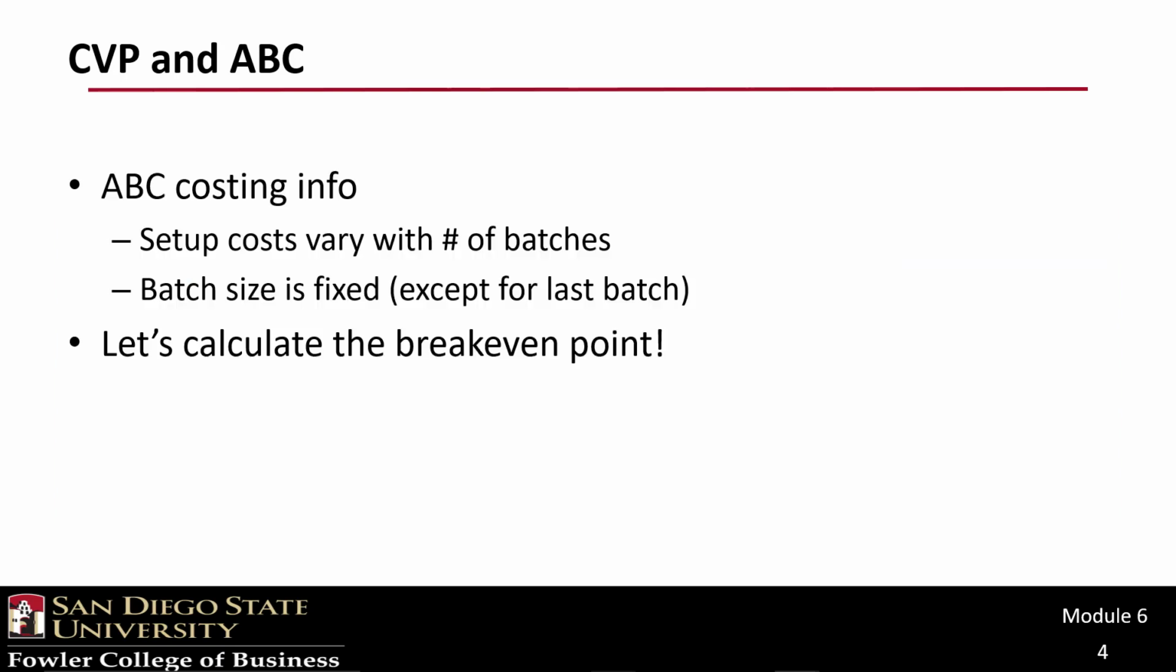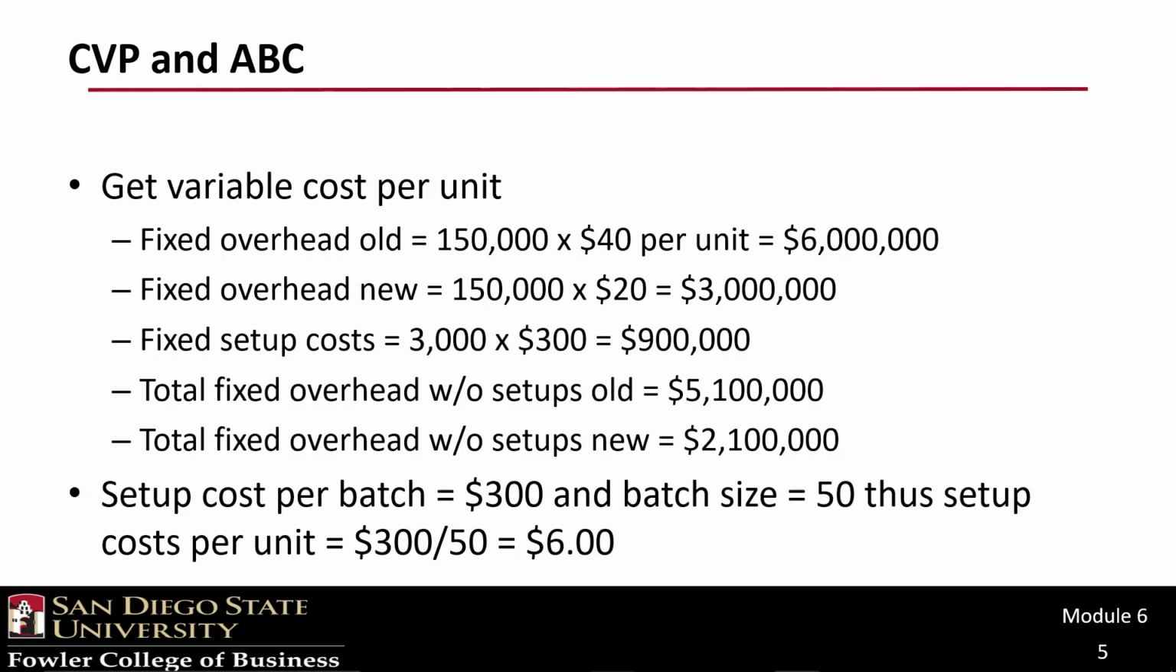Okay, so the first thing we need to do is understand a little bit of the activity-based costing info for KC. So setup costs vary with the number of batches, and batch size is fixed, except for the last batch, which might not have a full set of units inside. So using this information, we need to calculate the break-even point. So the first thing we need to do is get the variable cost per unit.